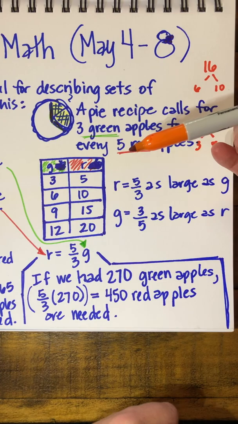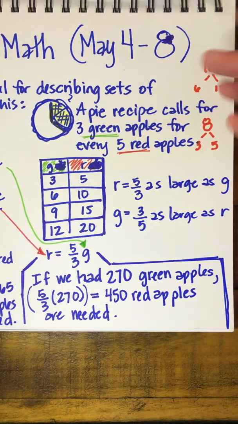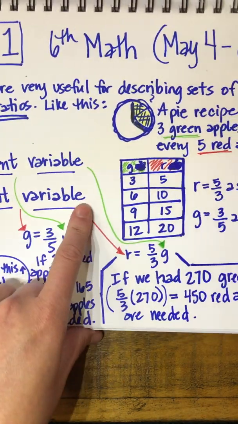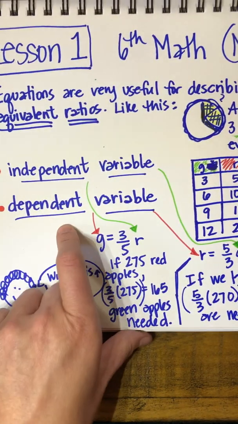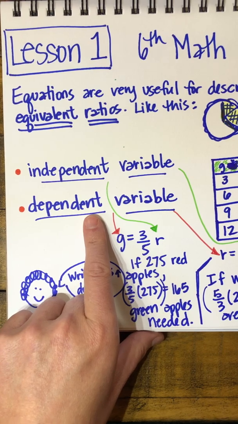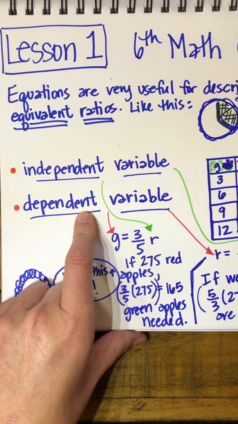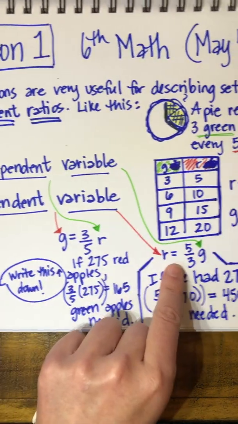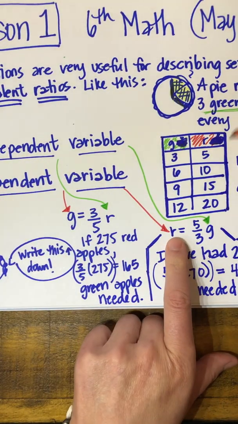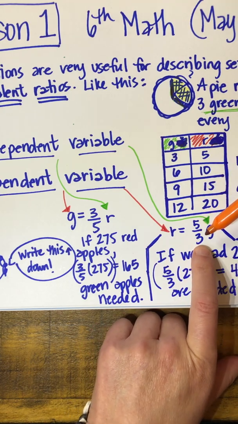And so what we're going to talk about is what these relationships mean in terms of the variables. And so we're going to be talking about independent variables and dependent variables. And I know I've talked about this a little bit in science. Make sure that you get both of these terms written down right now. Maybe pause your computer right now and get them written down. So in this particular equation, let's start with this one. This would be good to get down as well. The number of red apples that we need is equal to 5/3 the green apples.